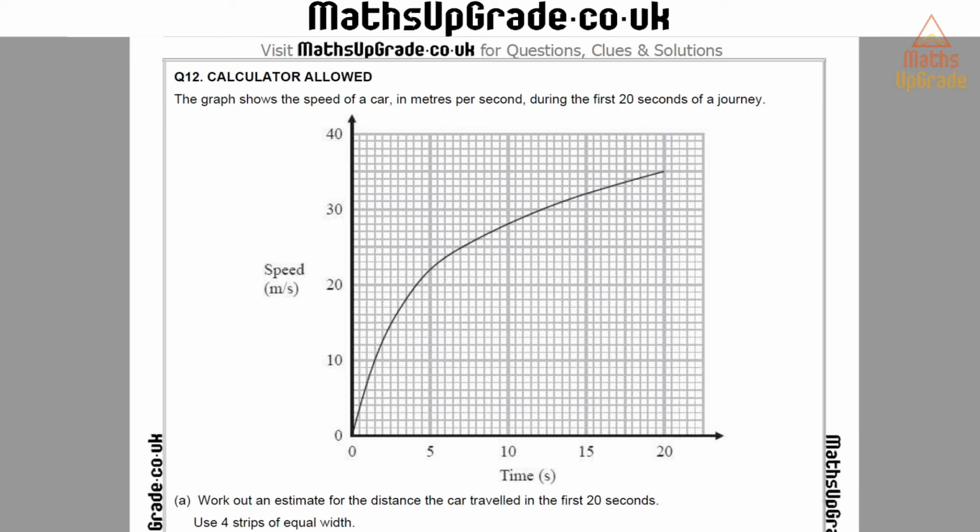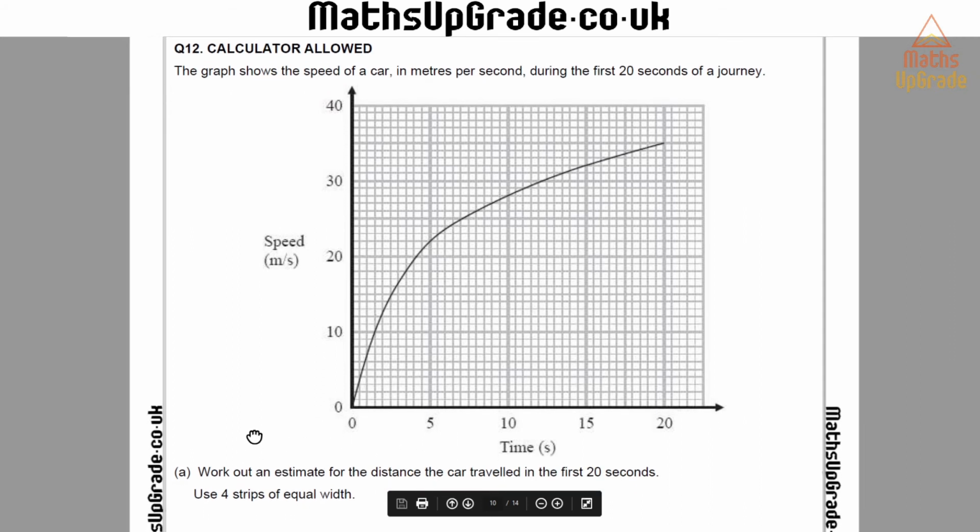Question 12. The graph shows the speed of a car in meters per second during the first 20 seconds of a journey. You can see this graph here, it's a speed time graph, with speed on the y-axis and time on the x-axis, similar to the last few questions. Part A asks us to find an estimate for the distance the car travelled in the first 20 seconds, using 4 strips of equal width. Similar to the last question here.